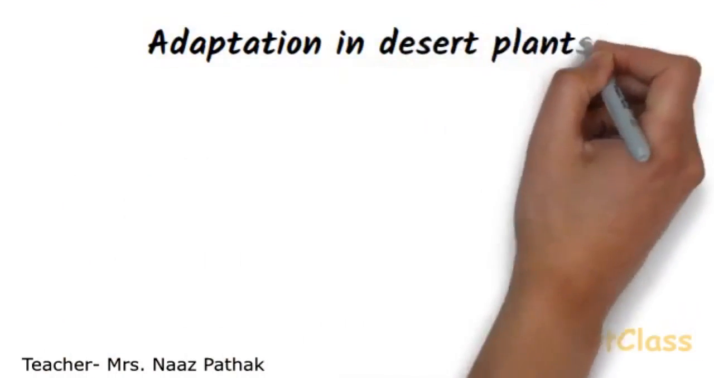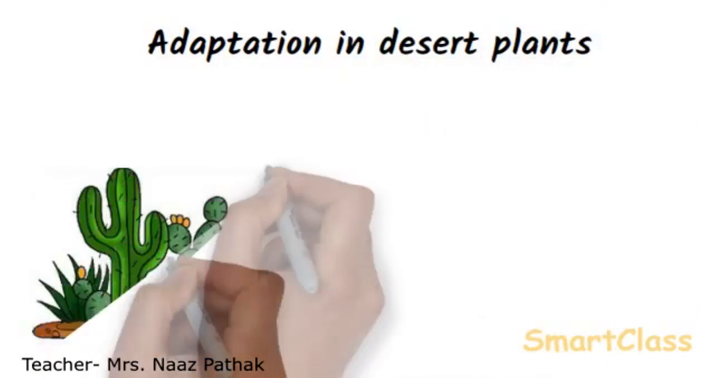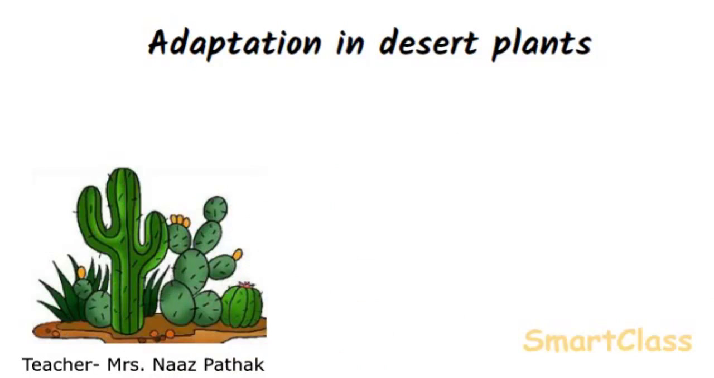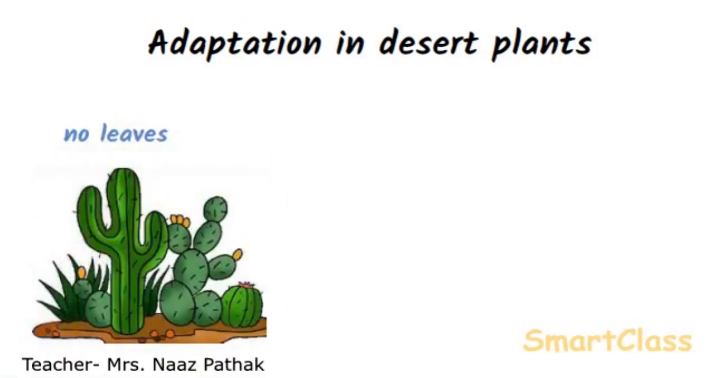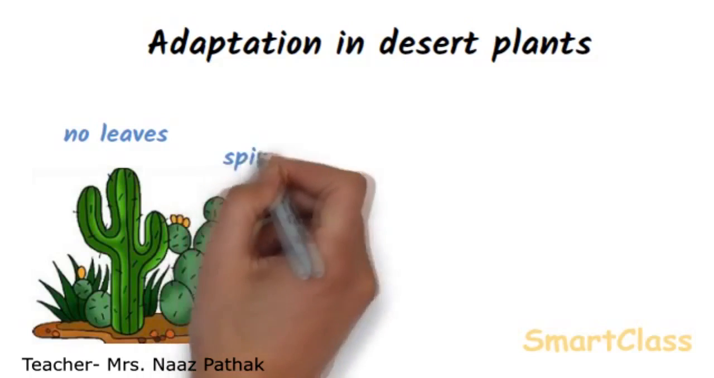Adaptations in desert plants. The leaves of the desert plants are either absent or very small or present in a form of spine or thorns. This helps in reducing the loss of water from the leaves through transpiration. Since desert plants lose very little water through transpiration, they can survive on stored water for a long time. Most of the plants carry out photosynthesis by leaves. However, the leaves of desert plants are either absent, very small, or in a form of spines.